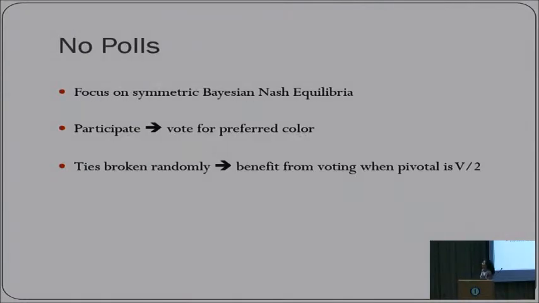All right. Okay, so let me just give you the theoretical benchmark for this very simple model. So first of all, no polls. We're going to focus on symmetric Bayesian Nash equilibrium. So if you participate, you may as well vote for your preferred color. There's no sense for you to pay the cost of voting and vote against your preferred color. Now, ties are broken randomly. This means that the benefit from voting when you're pivotal is precisely V over 2.